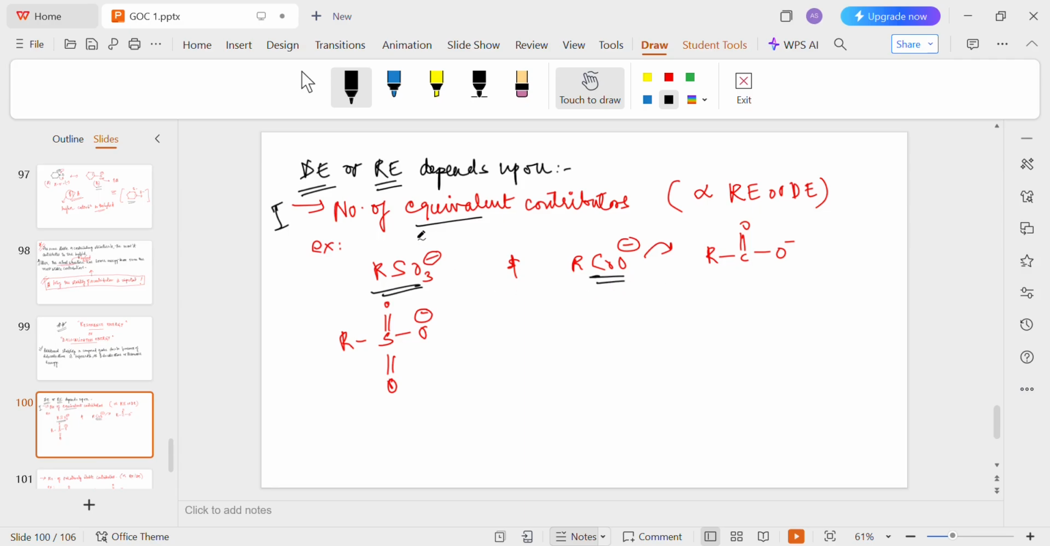So I have taken these two examples to make this point clear. This is the conjugate base of a sulfonic acid. What is the sulfonic acid functional group? SO3H attached to an R group or any group. And what is this? The conjugate base of carboxylic acid, okay, RCOO negative. So let us see out of these two which one has a higher resonance energy. I have taken these two conjugate bases, and you have to tell which one has the higher resonance energy.